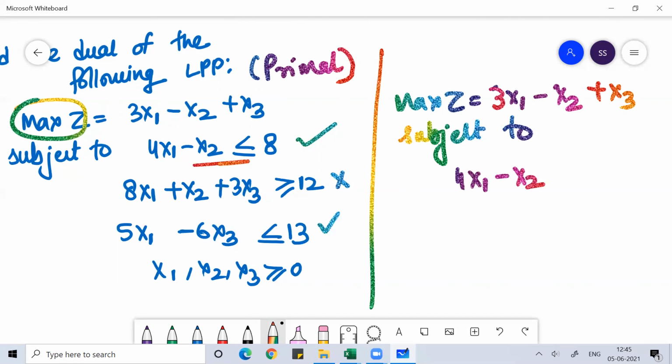4x1 minus x2. You can see there's no x3 here. So can I write 0 x3? You don't have to write it also, that's fine. Simply I'm writing 0 x3, because 0 into any number is 0 only. That is less than or equal to 8.